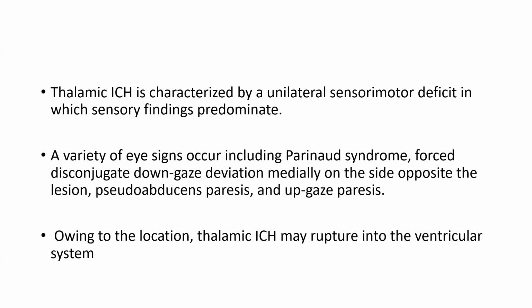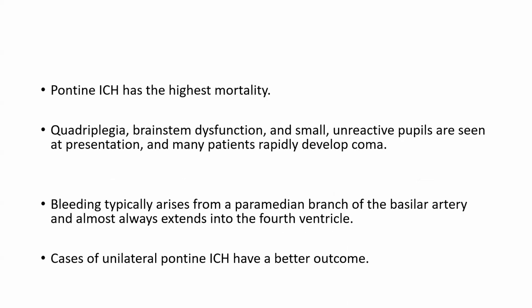side. Thalamic ICH is characterized by the unilateral sensory motor deficit in which sensory findings are predominant. A variety of eye signs occur, including Parinaud syndrome, forced disconjugate downgaze deviation, medially on the side opposite to the lesion, and then pseudo-abducens paralysis and upgaze paralysis. Owing to the location, thalamic ICH may rupture into ventricular system.